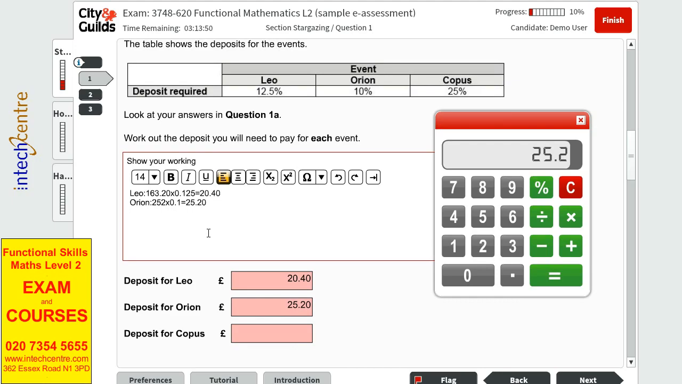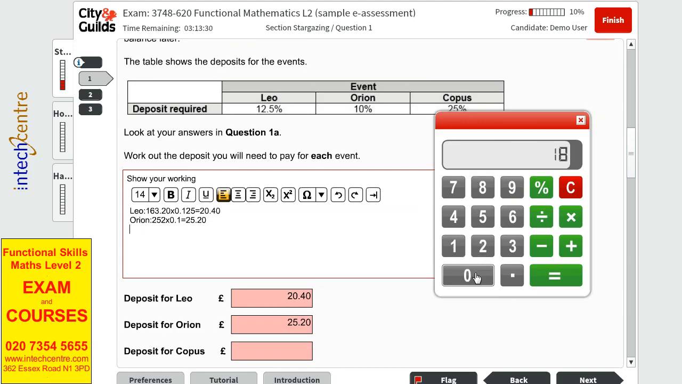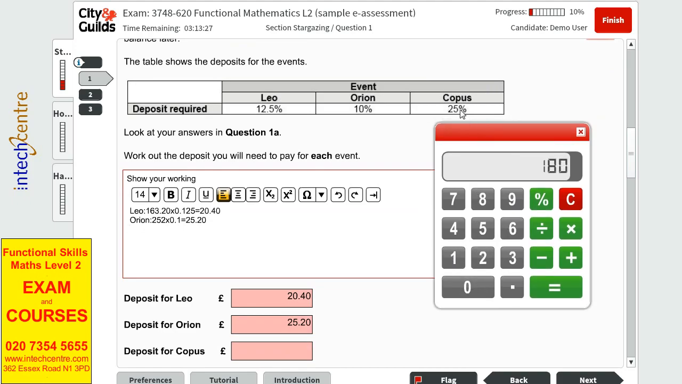Alright, also in the exam, just so you know, you don't always have to show your working. If you feel like the calculation on the calculator is correct, you can just put it in here. We'll do that for Corpus. We have a cost of 180 for the event, and let's find out how much we have to pay deposit. It is 25%. 180 times 0.25. Again, we divide 25 by 100 to find the decimal in order to just multiply with the actual cost. We will have a 45 pounds deposit to pay for Corpus.